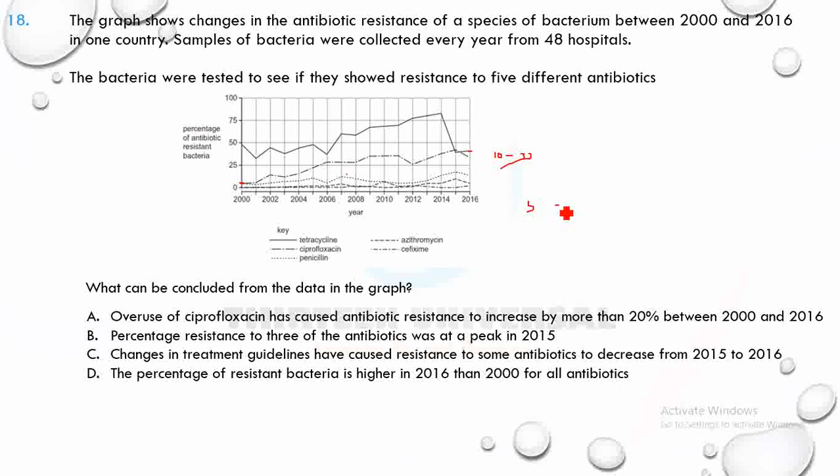5 and maybe 37, that's like 32, right? If you convert it, that's 37 minus 5, all over 5, times 100. We're going to do that, okay? So that's going to be 32 over 5 times 100, that's too much, man. Okay, that's the percentage of antibiotic resistant bacteria.